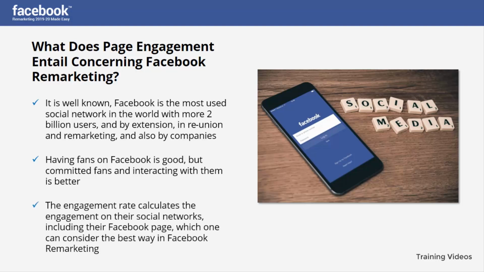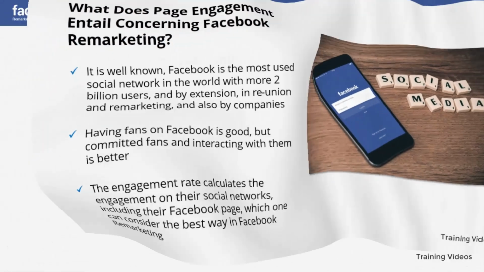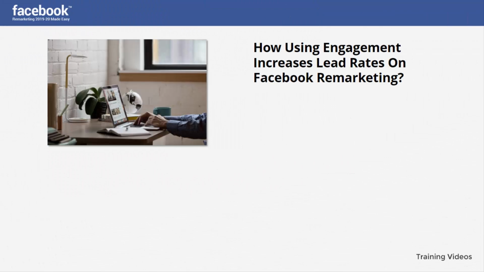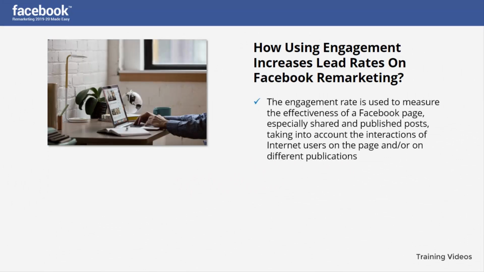The engagement rate calculates the engagement on their social networks, including their Facebook page, which one can consider the best way in Facebook remarketing. How using engagement increases lead rates on Facebook remarketing. The engagement rate is used to measure the effectiveness of a Facebook page, especially shared and published posts, taking into account the interactions of internet users on the page and/or on different publications.